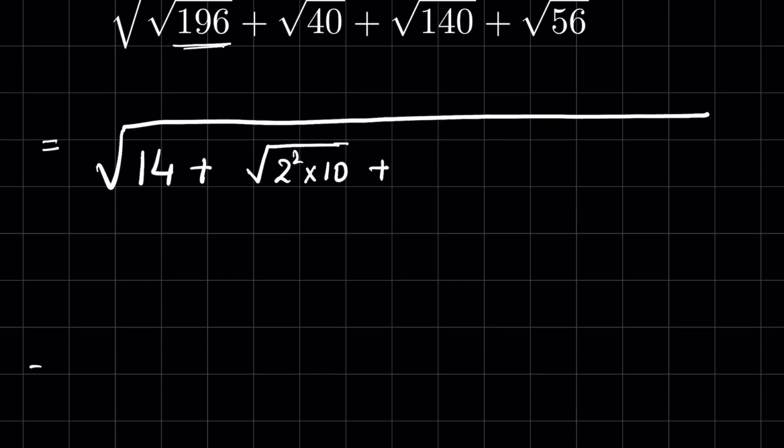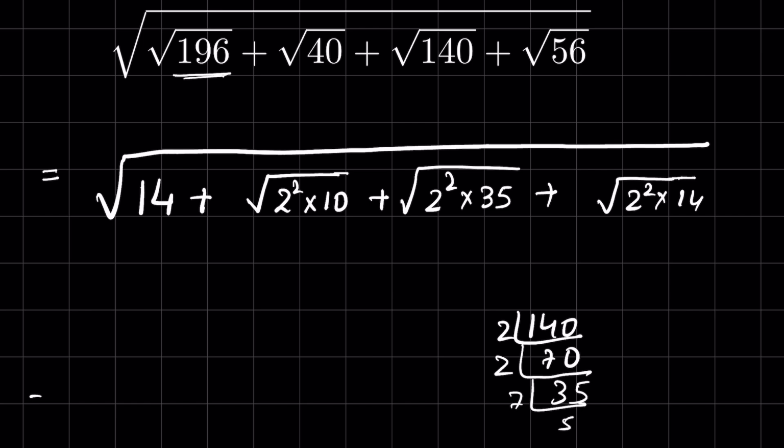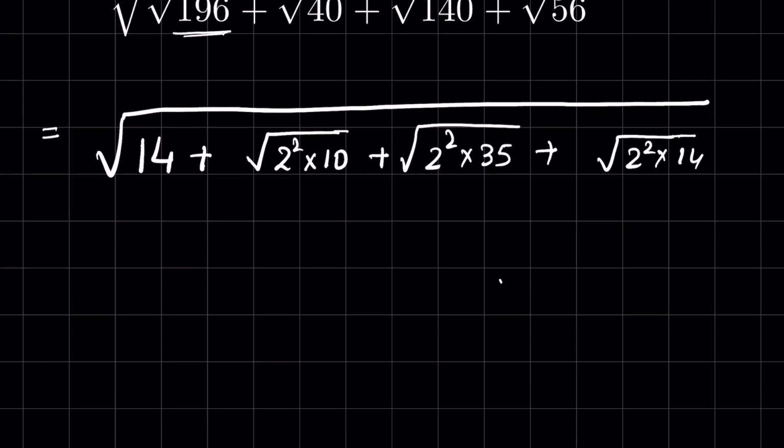We can factorize 140. 2 times 70 is 140. Then 2 times 35 is 70. And then 7 times 5 is 35. So we can write here 2 square times 35 under square root, plus 56 as 2 square times 14. You can factorize it and find the factors. Now when a times b is under square root, it means square root of a times square root of b.